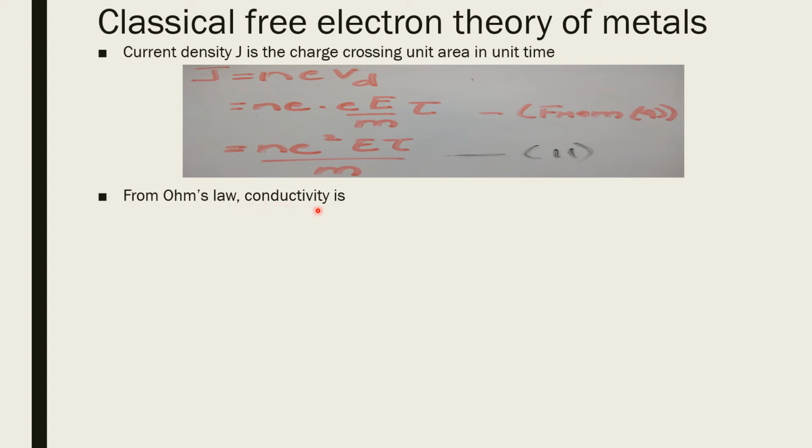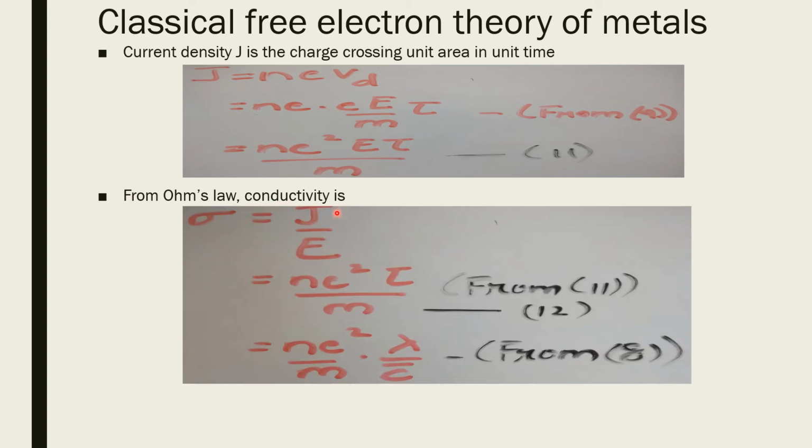From Ohm's law, conductivity can be given as sigma is equal to J by E. We can substitute current density from equation 11. So E will get cancelled out. So this will be Ne squared tau by m, equation 12. Also substituting tau is equal to lambda by c bar, we get Ne squared by m into lambda by c bar.